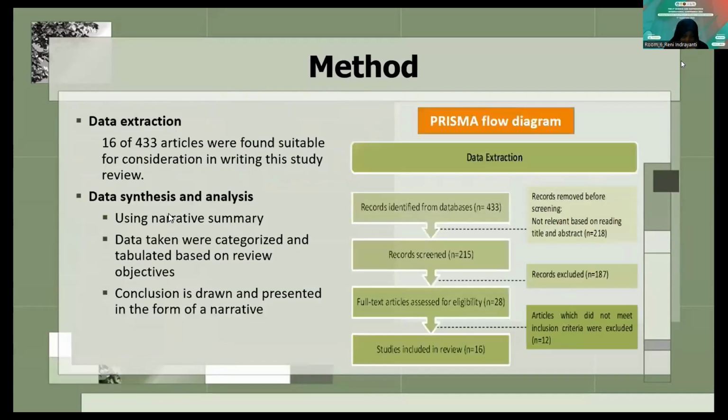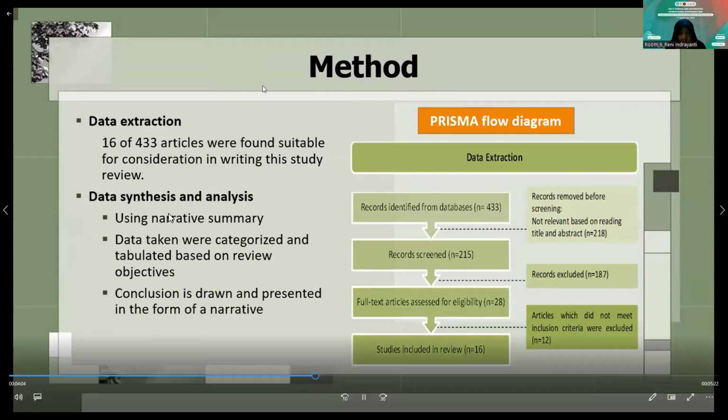Data regarding selected variables were extracted from each included study as per the objective of this review. The PRISMA flow diagram can be seen. We identified 433 articles and narrowed it down to 16 articles. The narrative summary approach is used for data synthesis, and research data taken from the results of the review are presented in tabulated form. The data were categorized and tabulated based on review objectives.